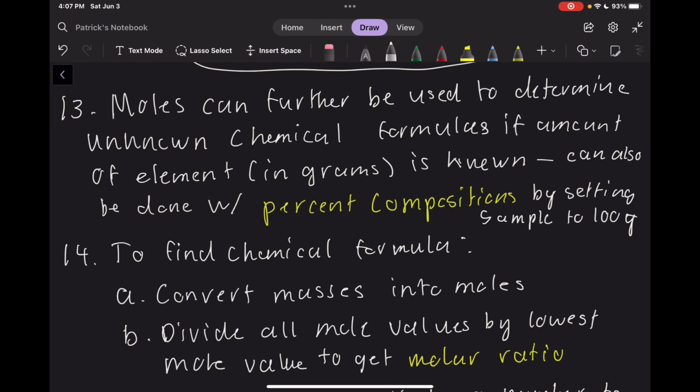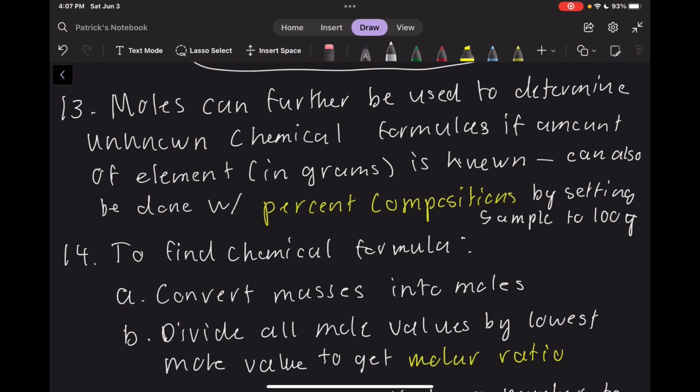All we would need to do is set the sample size to be 100 grams while we're doing our calculations. Percentages are out of 100, obviously, so this makes everything quite a bit easier. We'll talk about this more in just a little bit, but here are the 3 steps in solving these types of problems.